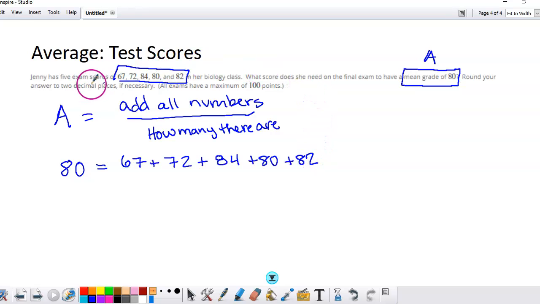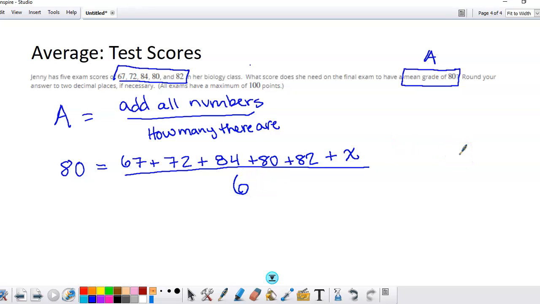However, Jenny is about to take one more test, and that is what we're trying to find out. What score does she have to get on that test? So we don't know yet. We are going to input a variable for we don't know. Now we divide by how many numbers there are. Count them up. 1, 2, 3, 4, 5, and 6. We'll divide by 6.